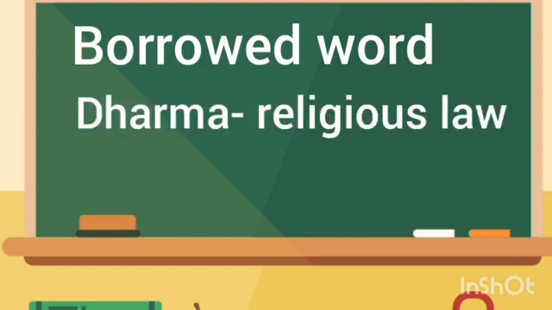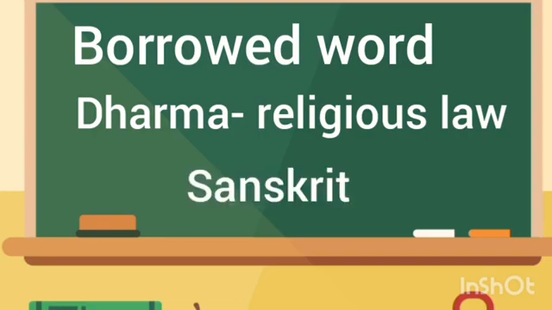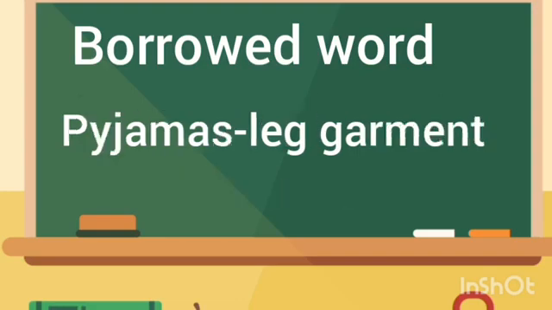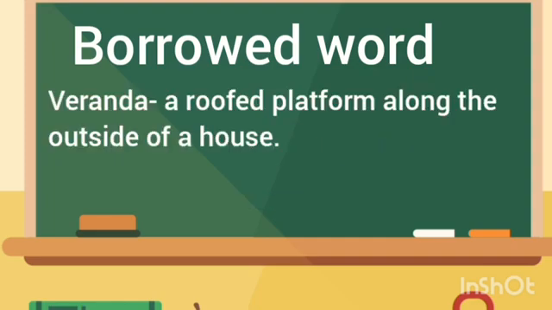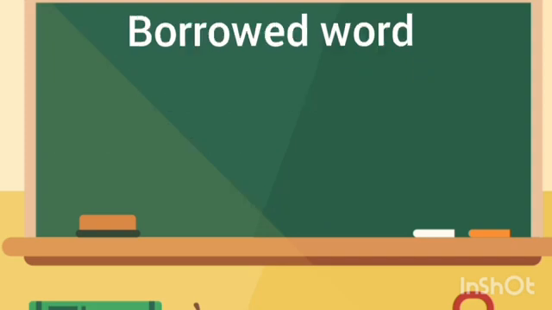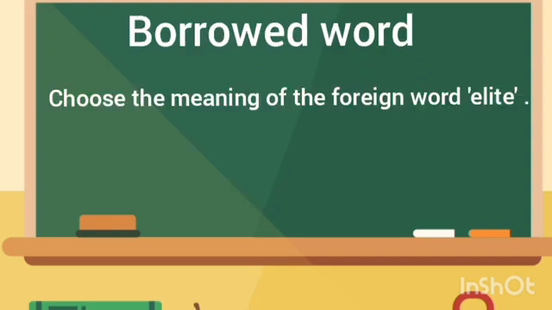And dharma means a religious law. Its origin is Sanskrit. And pajamas, that is a leg garment, its origin is Hindi. Veranda, meaning a roofed platform along the outside of a house, its origin is Hindi. So the question can be asked from these borrowed words or foreign words.